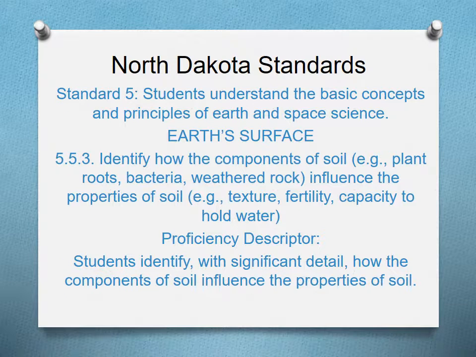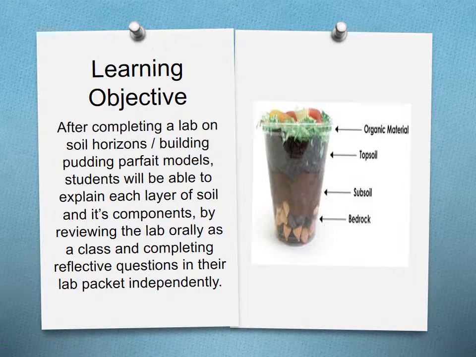Our standard is 5.53, identifying how the components of soil influence the properties of soil. We're focusing on the first part in this lab, and that will help us as we move into the second part of the standard. Our learning objective for today is, after completing a lab on soil horizons by using a pudding parfait model, students will be able to explain the layers of soil and their components. We will discuss this as a class, and students will also complete reflective questions in their lab packet.